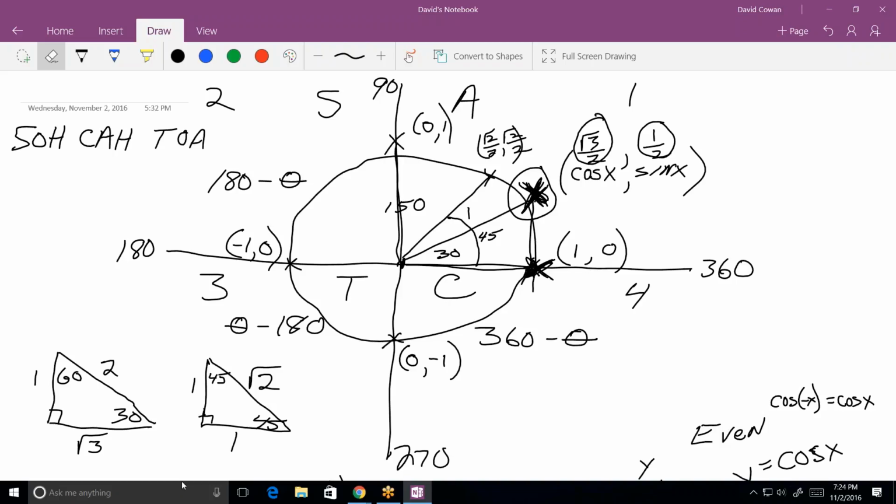Okay. So you could use the concept of flashcards, although I still think it might be a little difficult with trig.